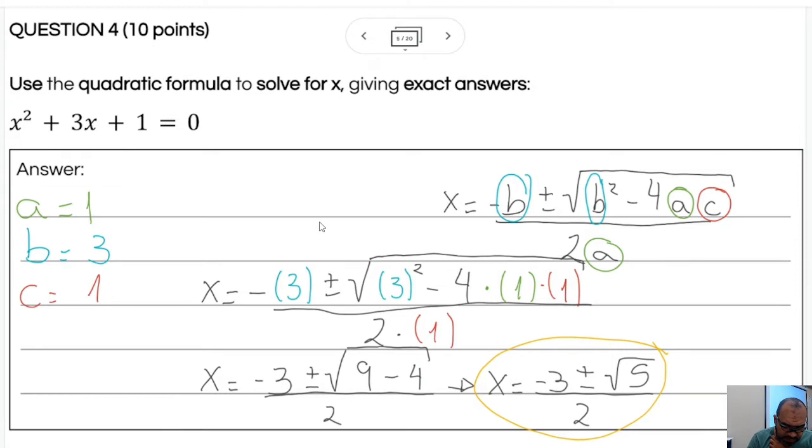Negative 3, okay, negative b, which is negative 3 in this case, plus or minus the square root of b squared minus 4ac. 4a is 1, c is 1. Divided by 2 times a, in this case 2 times 1.